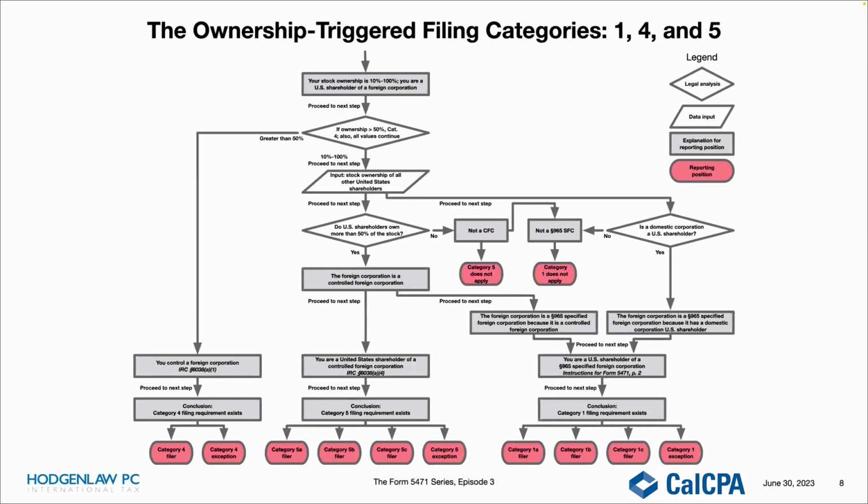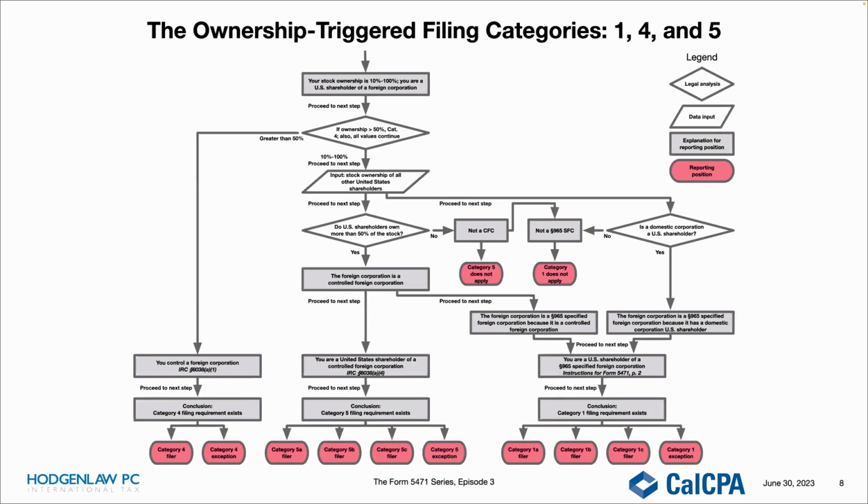And the first critical question we ask, which is going to clear category 4 off the board if we answer it no, is: is your stock ownership greater than 50%? If yes, you see how the arrow drops down to you control a foreign corporation. And that's the magic phrase out of Internal Revenue Code section 6038A1, which means, hey, congratulations, you have a reporting requirement. The code doesn't call it category 4, but the instructions to Form 5471 call it category 4. And so we conclude that you have a category 4 filing requirement.